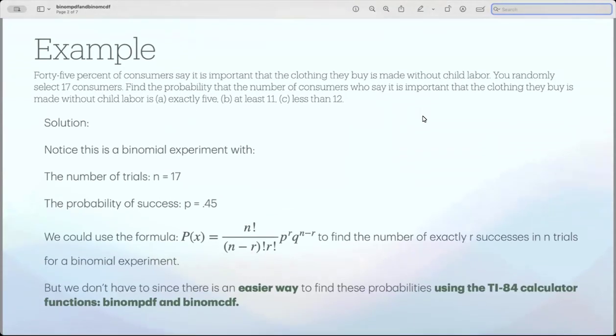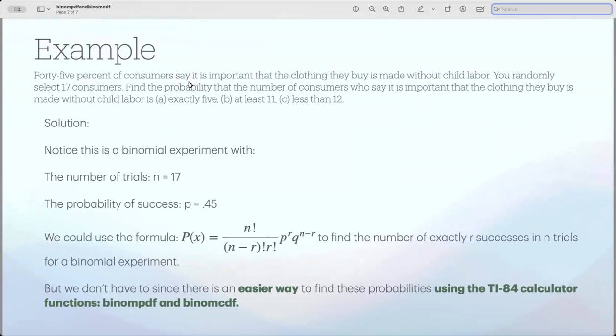The example says 45% of consumers say it is important that the clothing they buy is made without child labor. You randomly select 17 consumers. Find the probability that the number of consumers who say it is important that the clothing they buy is made without child labor is part A, exactly 5, part B, at least 11, part C, less than 12.